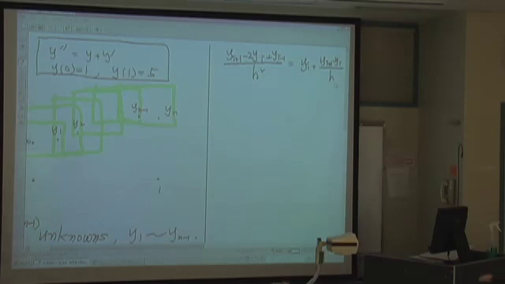So how many equations of that sort can you have in total? i varies from 1 through n minus 1. How many equations of that sort can you get? n minus 1 equations, right? In other words, we have n minus 1 equations like this and n minus 1 unknowns. Then we can solve this.